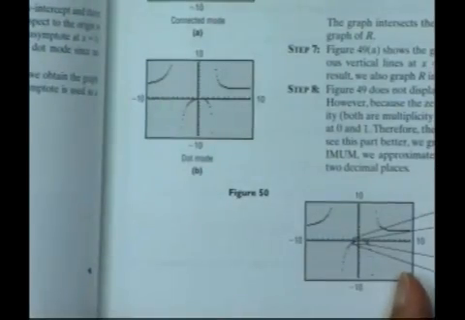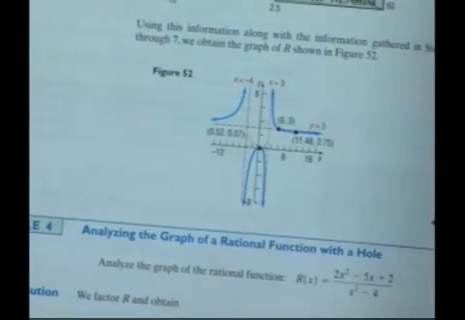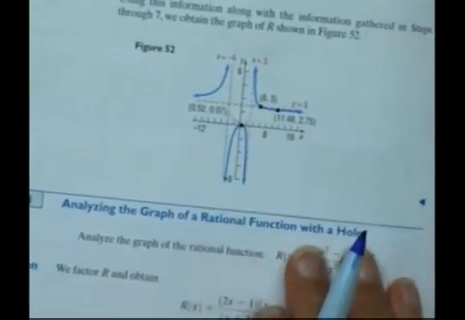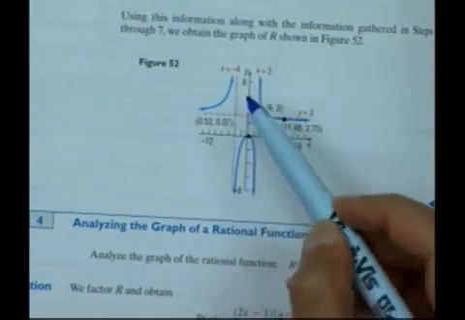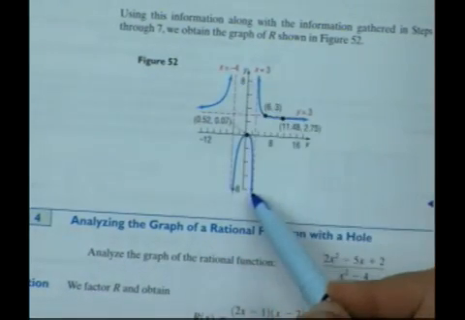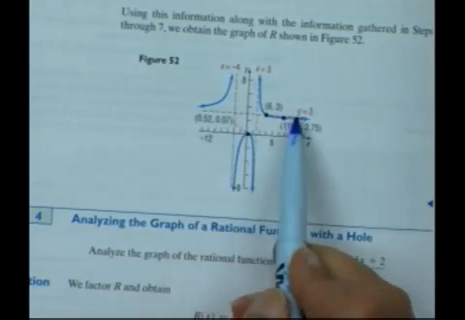I'm sure there's some other ones in here. Yes, on page 350, I just want you to see that these things happen. Figure 52, these particular functions have two vertical asymptotes, and it has a horizontal asymptote.